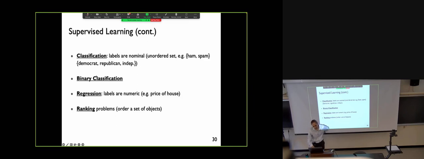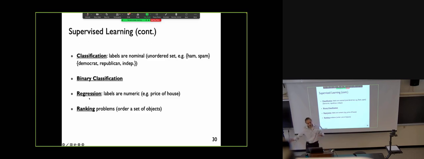So there are several types of supervised learning that we can do. One of them is classification. Here we predict labels that are nominal, for example discrete categories, as I have in the slides here: ham and spam, or Democrat, Republican, independent, or all kinds of discrete labels. You can also do binary classification, another type of classification, 0 or 1. For example, if the email is spam or not spam, that is just two classes.